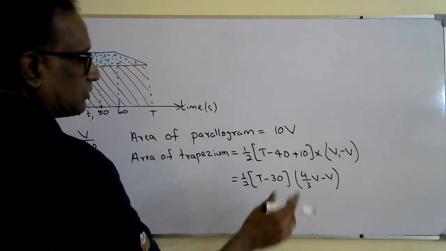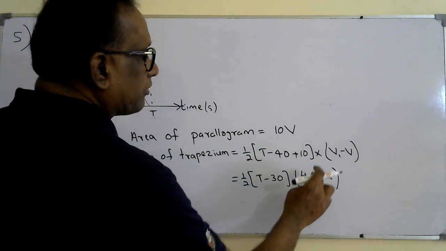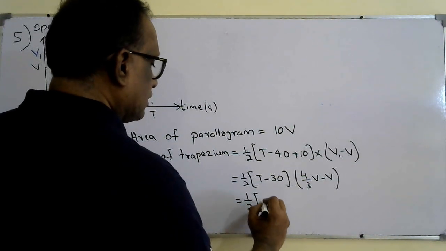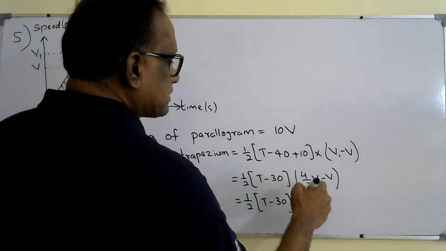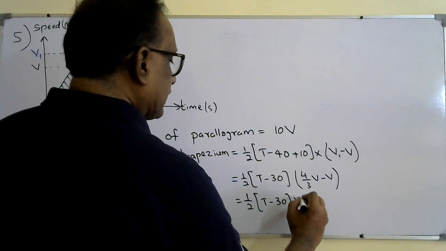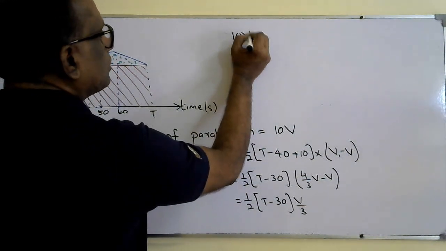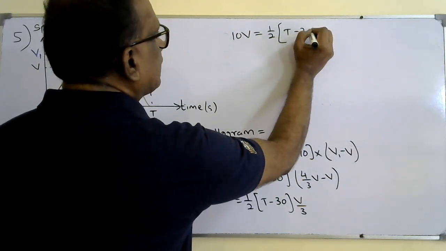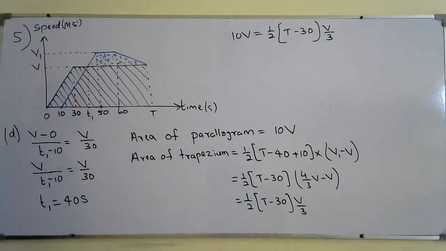Okay, so substitute and solve them. Now you will get 4 by 3 V minus V, that is V by 3. So half into T minus 30, times V by 3, is equal to 10V. So 10V is equal to half into T minus 30 into V by 3. V and V will get cancelled.